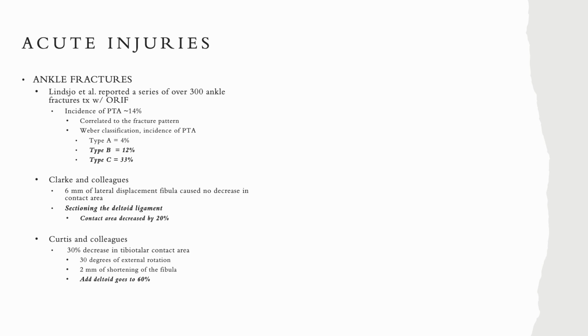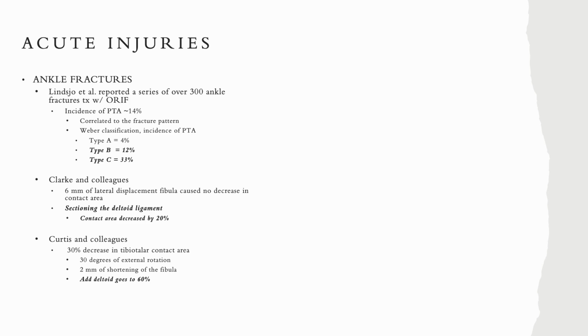Clarke and colleagues, 6 millimeters of displacement of the fibula caused no decrease in contact area. Sectioning of the deltoid, contact decreased about 20%. So we know that if the medial clear space is widened, that's definitely going to affect things. I'm not certain that I believe 100% in this study, but it tells me again that I have to have suspicion. Medial clear space widening tells me suspicion, and then if I have suspicion, just go fix it so we decrease that chance of post-traumatic arthritis.